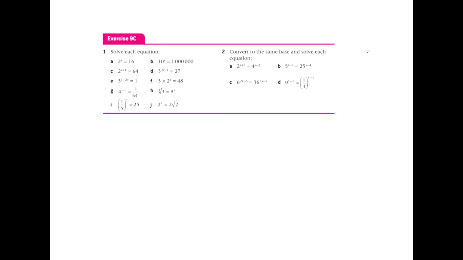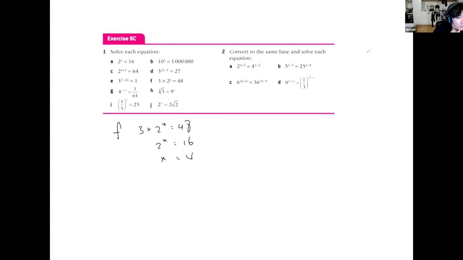Oh, I got 4. Hannah? Yeah, same. Okay, so divided by 3, you should get 16. And same as question 1, x equals 4. What about G? Anyone? -5. Yeah. All right, so 64, this is 1 over 2 to the power of 6.